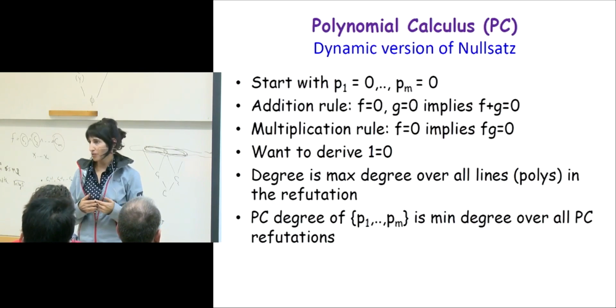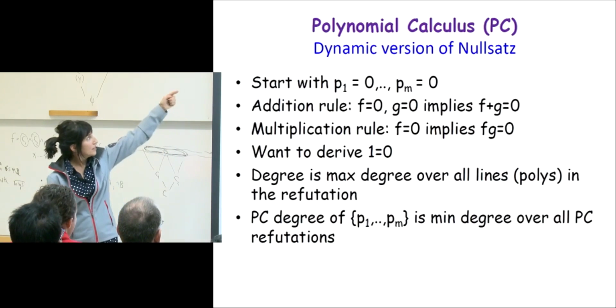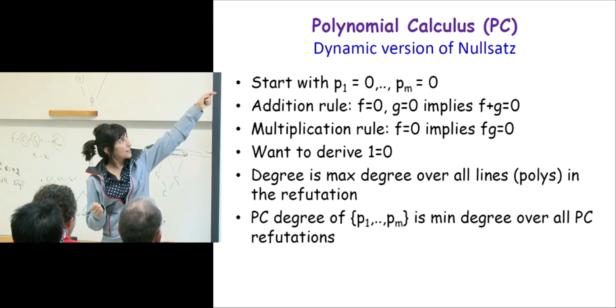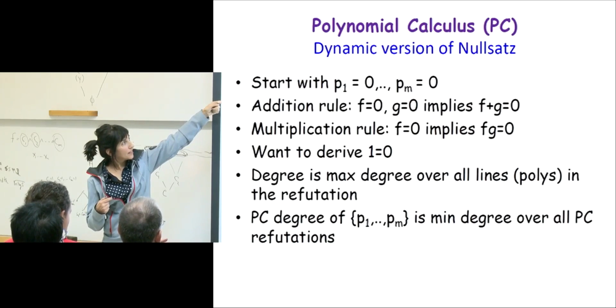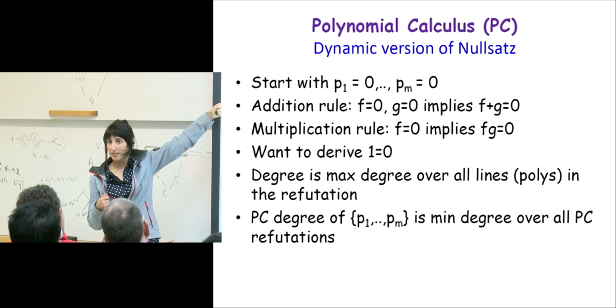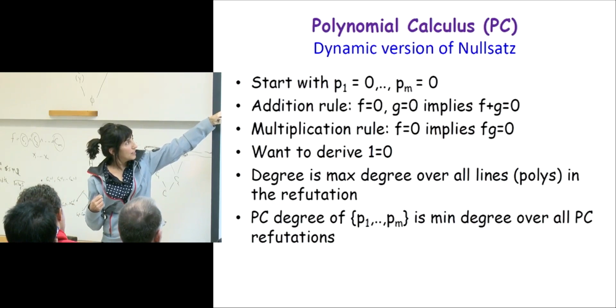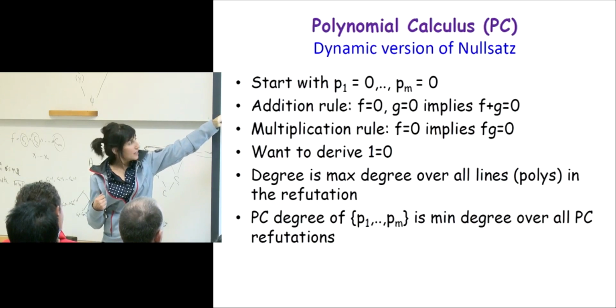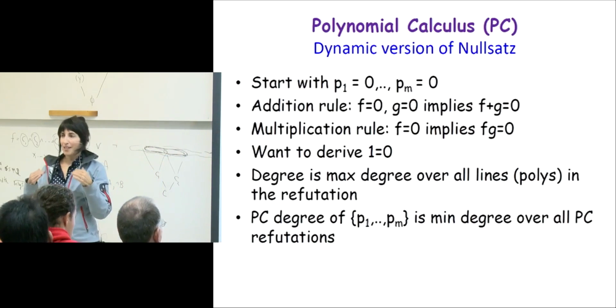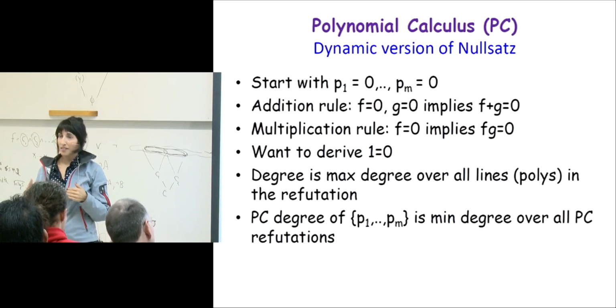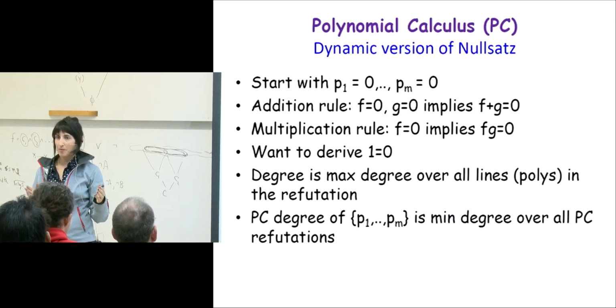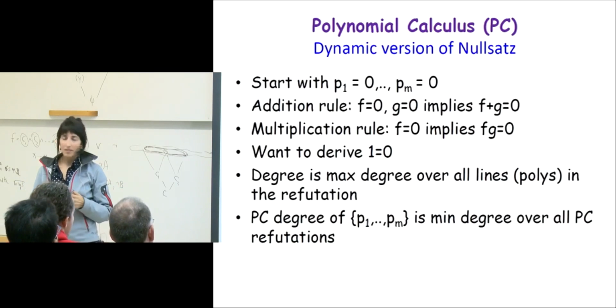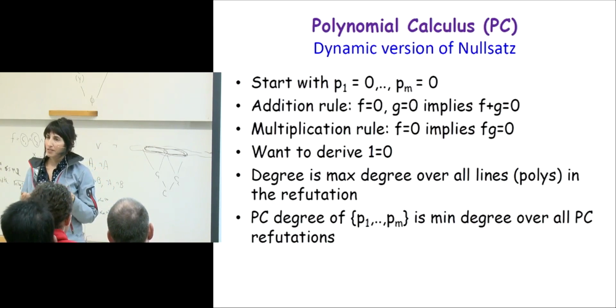So you think of it more as a rule-based system where you start with the P's, asserting that they're all zero, and then you're allowed to take two previously derived polynomials and add them together. You can take a polynomial f that you've already derived to be 0, and multiply it by another polynomial g, and you're trying to derive 1 equals 0. And you're allowed to simplify every round, so terms can cancel now that possibly couldn't cancel if you had the flat, Nullstellensatz-style proof. You take multilinearization at every step.